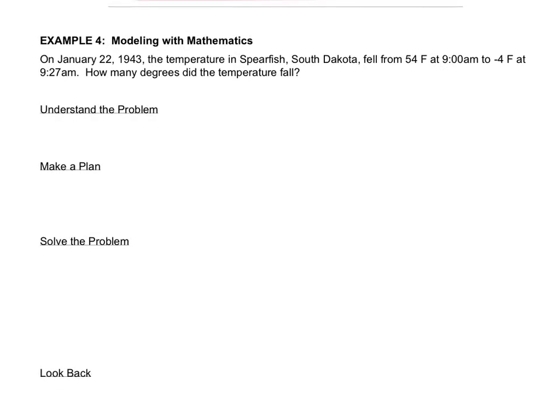example number 4. The temperature fell from 54 degrees Fahrenheit at 9 a.m. to negative 4 degrees Fahrenheit at 9:27. How many degrees did the temperature fall? So what we want to do is think about what was given to us and what we are trying to figure out.